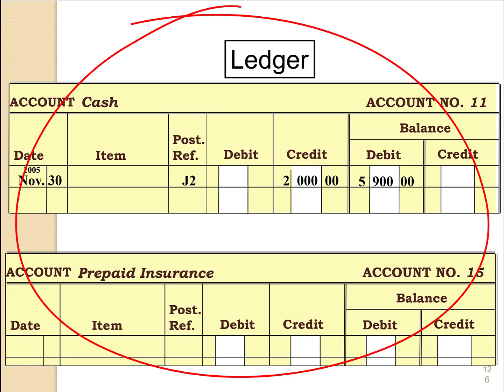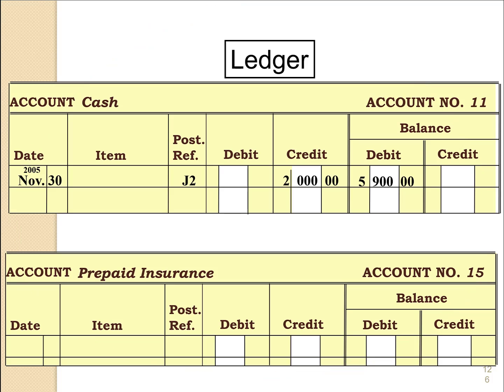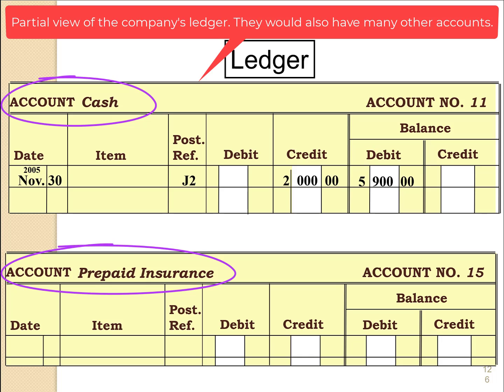So here is a picture of the ledger for this company. Notice they have 2 accounts in their ledger. They have cash and prepaid insurance. This is just a partial view of their ledger. They have lots of other accounts such as liabilities and equity and revenues and expenses.